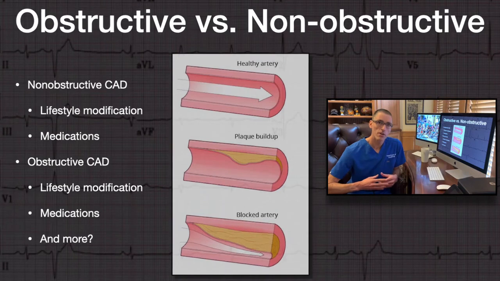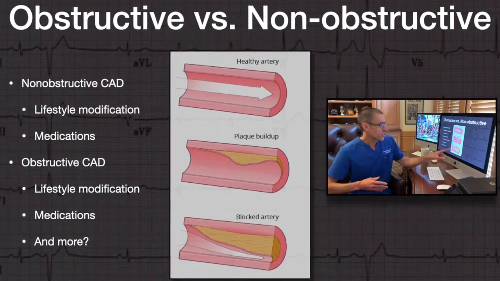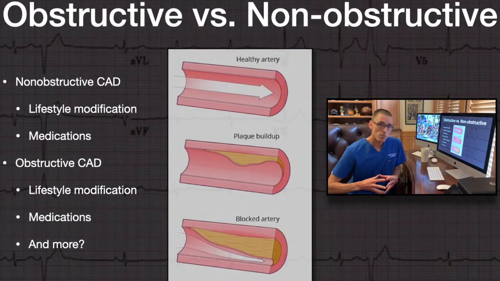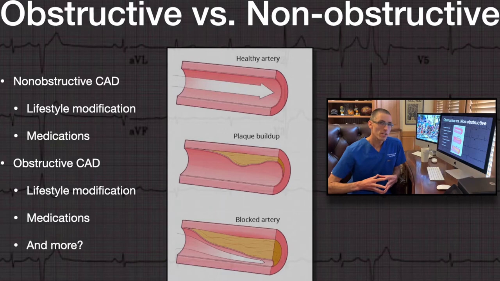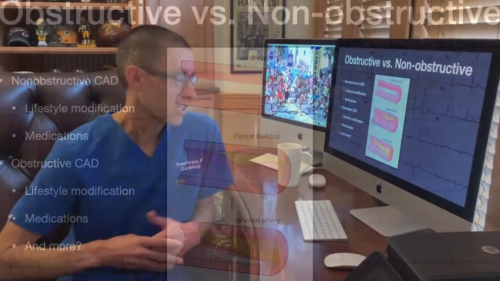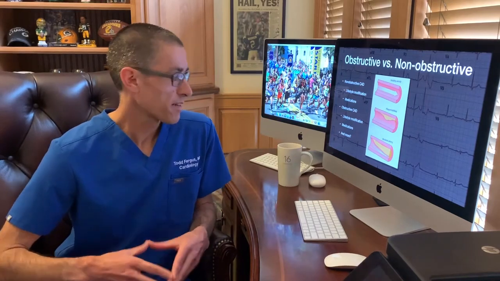Now, when we're talking about obstructive coronary disease, that means that there's actual blockages, and that blockage in the artery can obstruct blood flow and limit the amount of blood that can get to the heart muscle territory that is supplied by that particular coronary artery. And again, obstructive coronary disease needs to be treated with lifestyle modification, medications, and oftentimes more than just that.